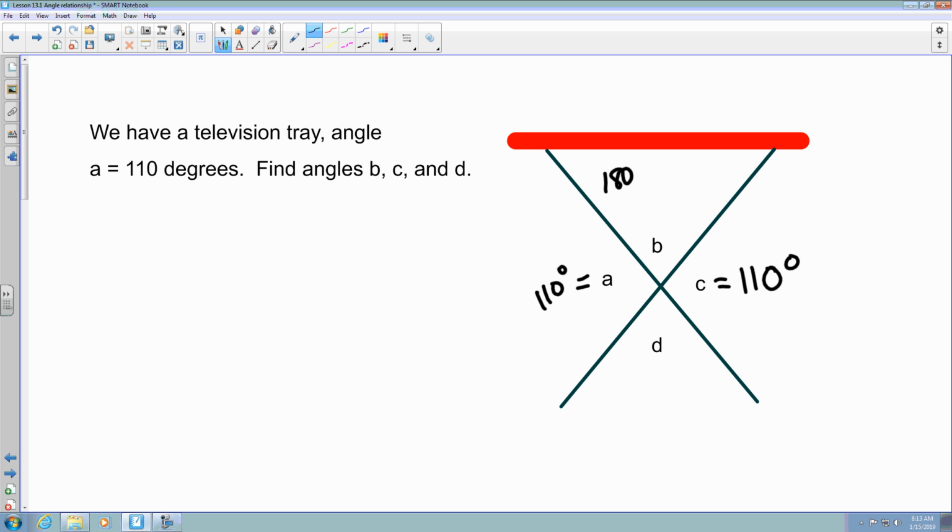And you could take 180 and subtract it by 110. So 180 minus 110 gives us 70. So B is 70 degrees, which means D is also 70 degrees because B and D are also vertical angles.